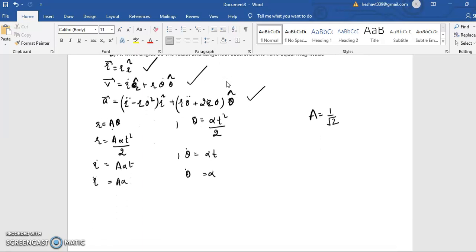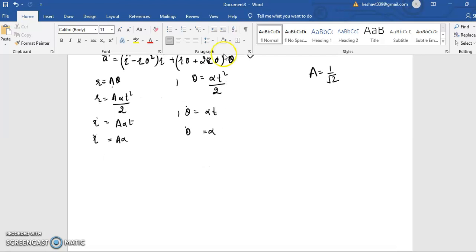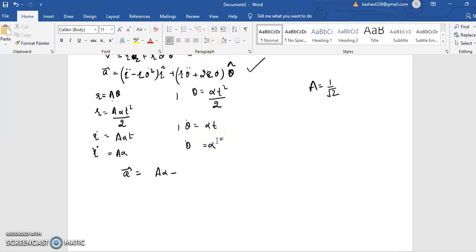So what will be our acceleration vector? I'm finding that because I need only the acceleration vector in this question. So r double dot, what is our r double dot? R double dot is a alpha, minus r theta dot square. What is r? This is a alpha t square divided by 2, and what is theta dot? This is alpha t, squared, and this is r cap, plus r theta double dot.